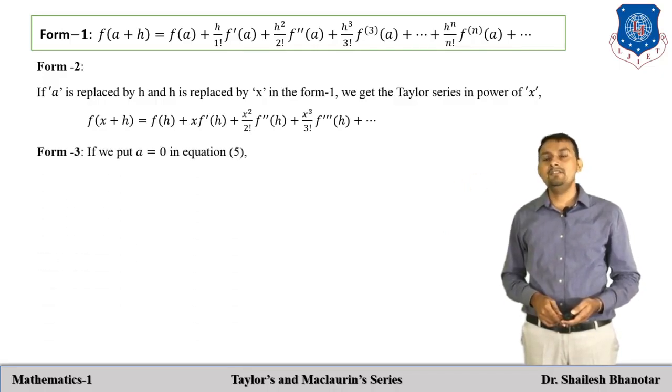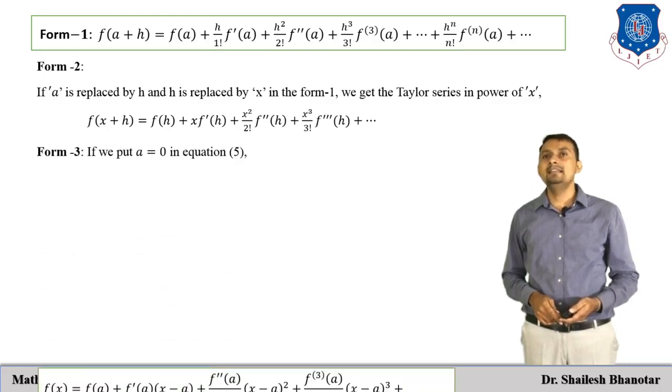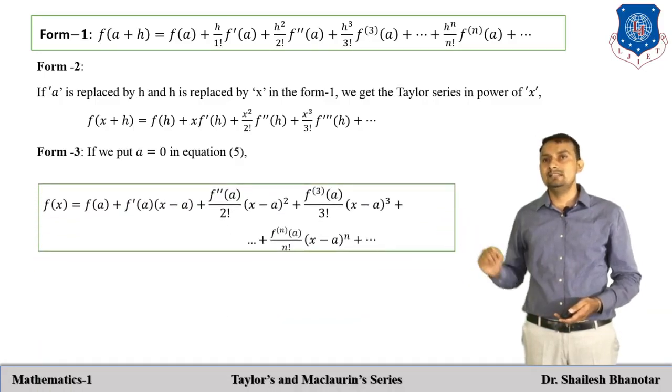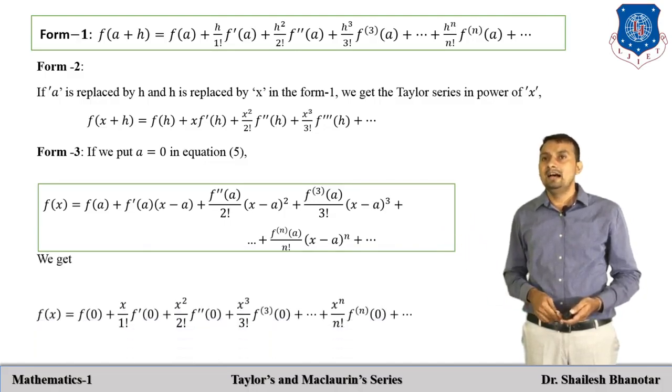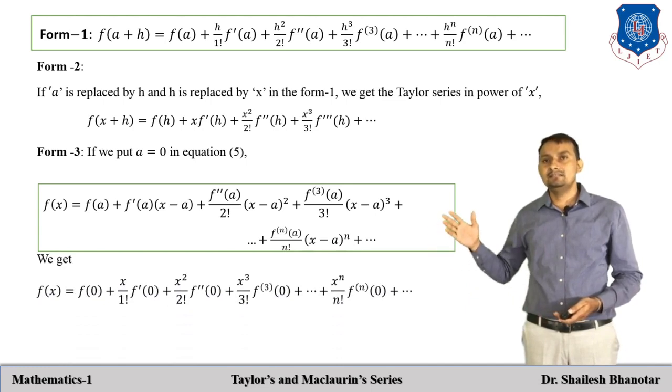So, again, if we put a is equal to 0 in equation 5, so this is our equation number 5, if we substitute a is equal to 0, our Taylor series becomes Maclaurin series. In other words, we can say Taylor series about the point a is equal to 0 is known as Maclaurin series. And after the next lecture we will discuss the Maclaurin series.